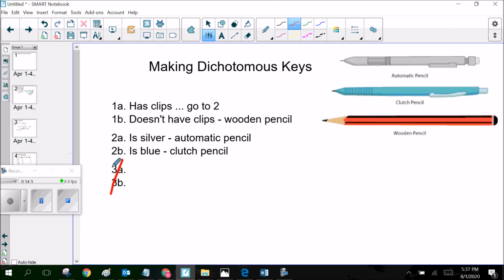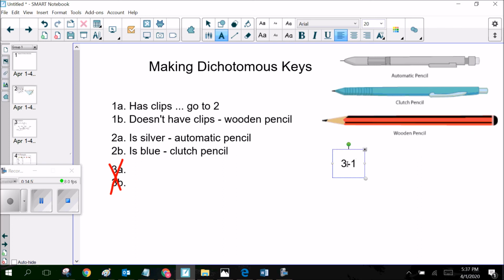And that's usually true. When you're making a dichotomous key, the number of steps you need is going to be one less than the number of organisms you have. So here, we can see I've got 3 organisms. And that means 3 minus 1 is going to be 2, and of course I ended up with 2 steps. So hopefully that helps you in doing your lab for today.